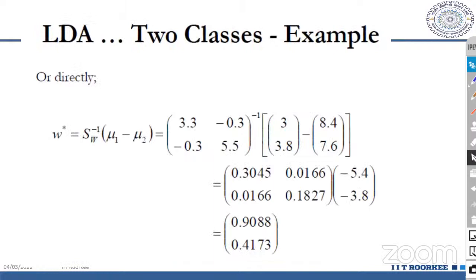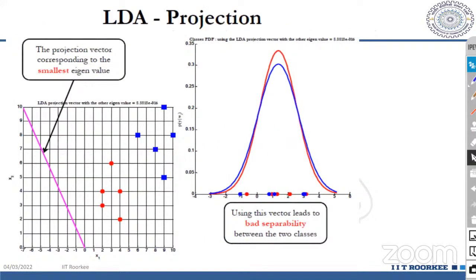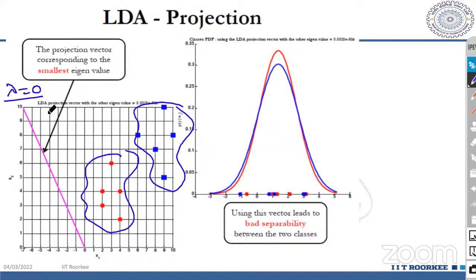Why we have to do this, you can see here. So we have these two classes. Now this is the eigenvector. The pink line is the eigenvector for the smallest value. What is the smallest value? Lambda is 0. For this eigenvalue, this is the corresponding eigenvector.